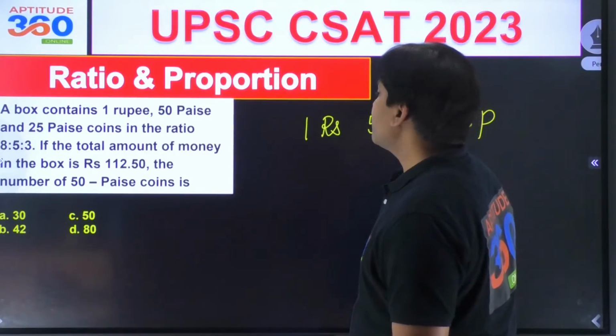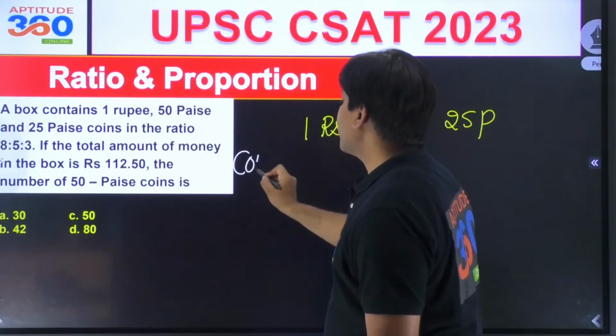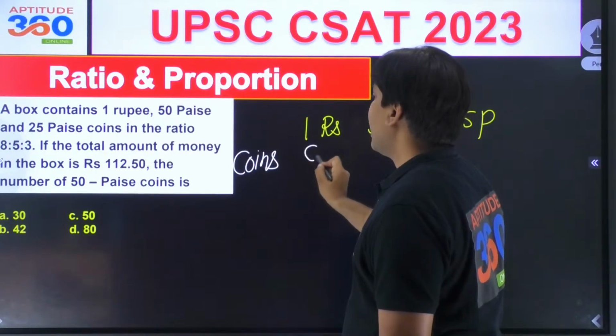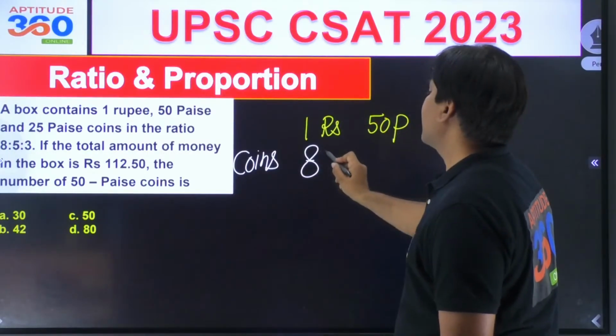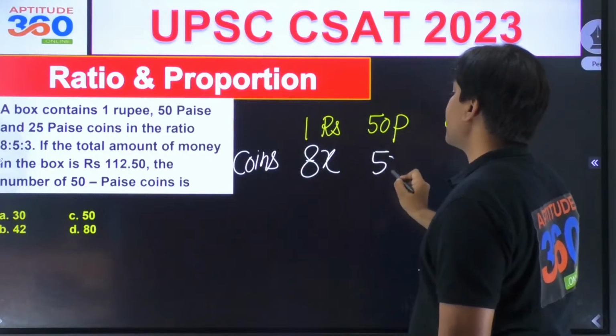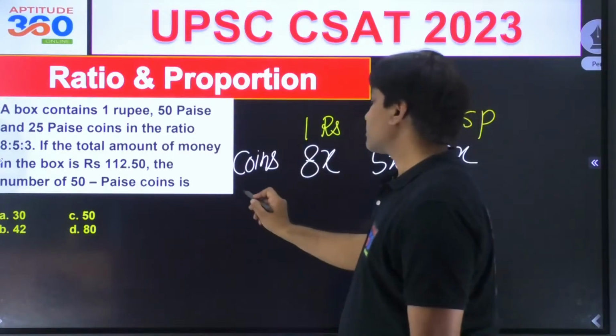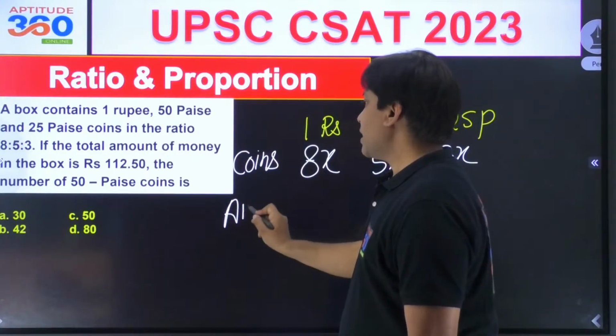The ratio of coins is given, which I would say is 8x, 5x and 3x. What is going to be the amount?